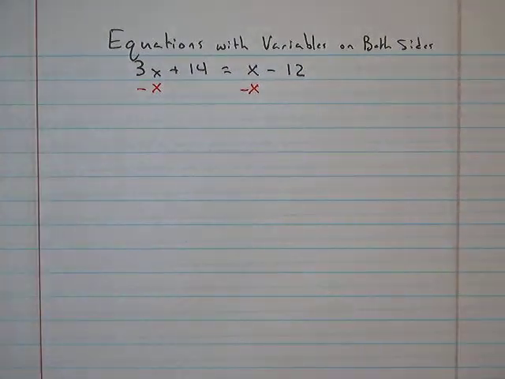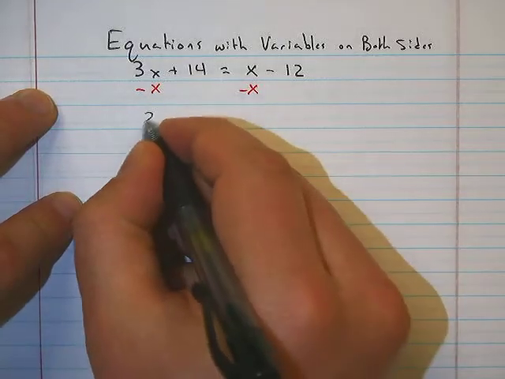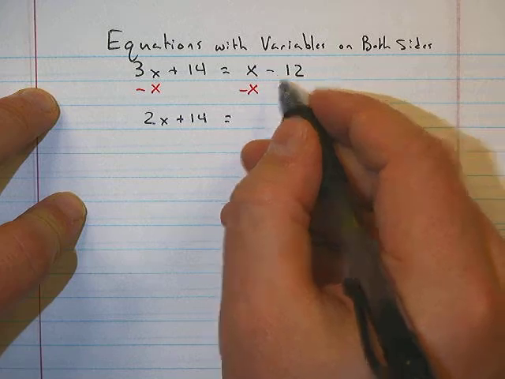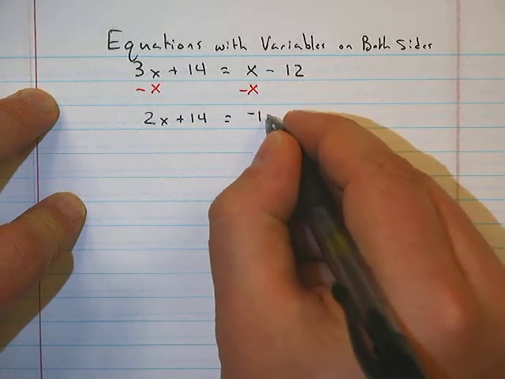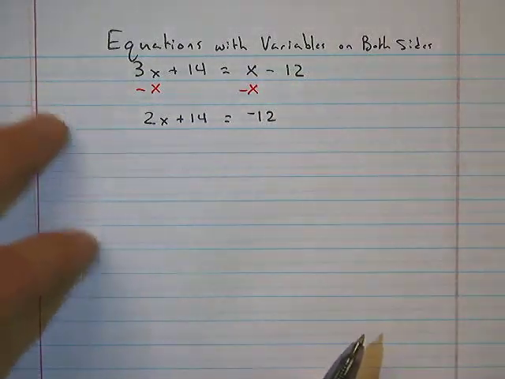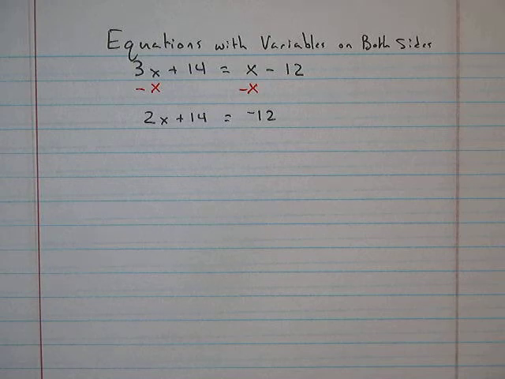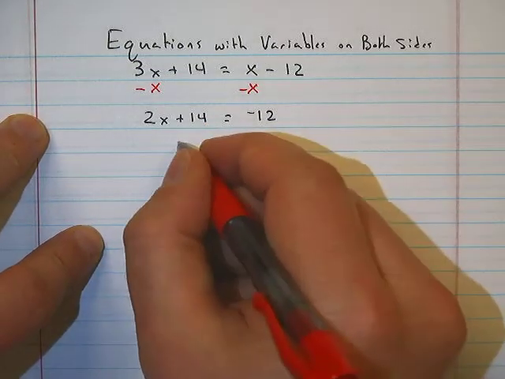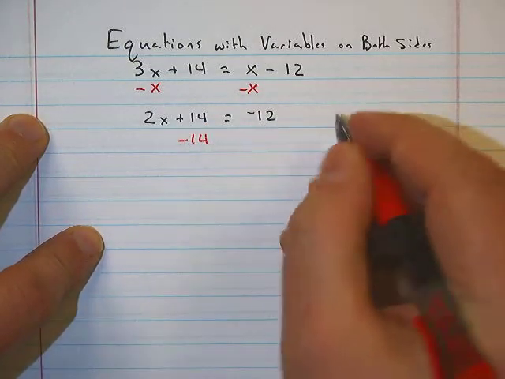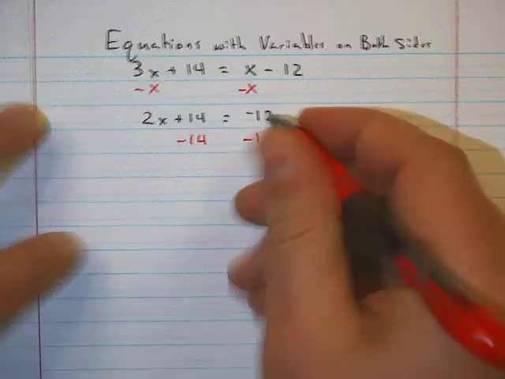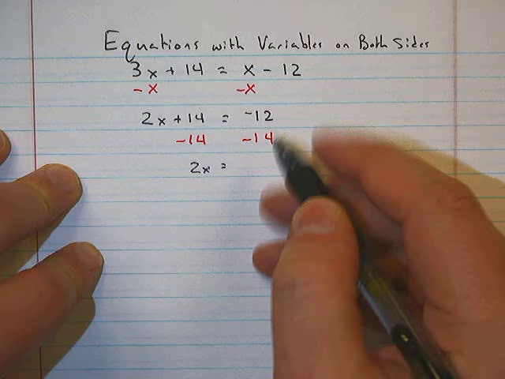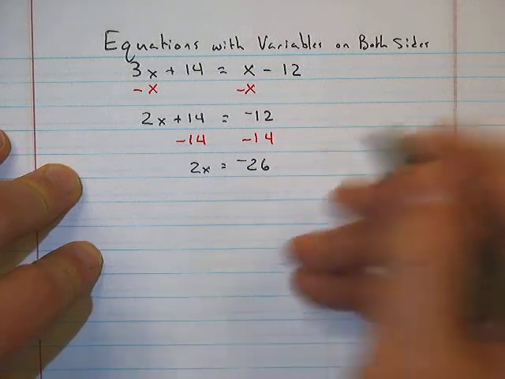Now, it doesn't always make sense, but this step does make sense. So 3x minus x, we're left with 2x plus 14 is equal to negative 12 over there. All right, now we have a two-step equation. We have 2x plus 14 equals negative 12. We're going to get rid of the constant that's bothering the variable, which is a positive 14. We remove a positive 14 by subtracting 14 on both sides. So we're left with 2x is equal to, well, negative 12 minus 14 is negative 26.